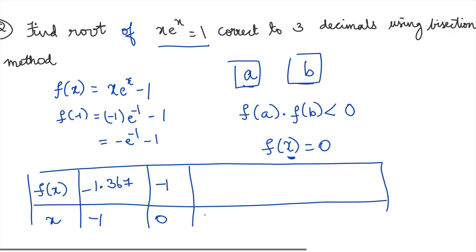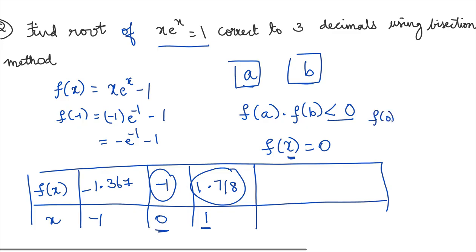Now, what if x value is 1? When x value is 1, we get 1.718. So I don't think we need to continue further, right? Because we got two values, a and b, so f of a and f of b is less than 0, right? If one is positive and the other is negative, the multiplication of it would be negative and it will be less than 0. So f of 0 into f of 1 is less than 0, correct?